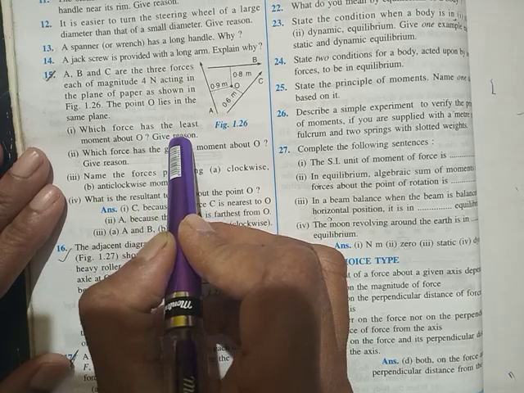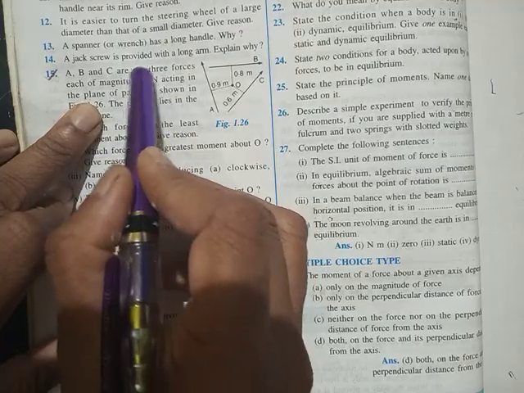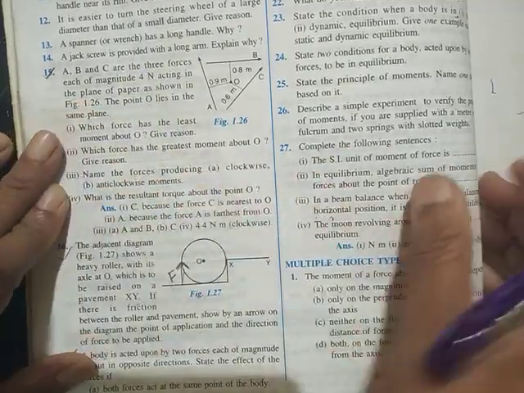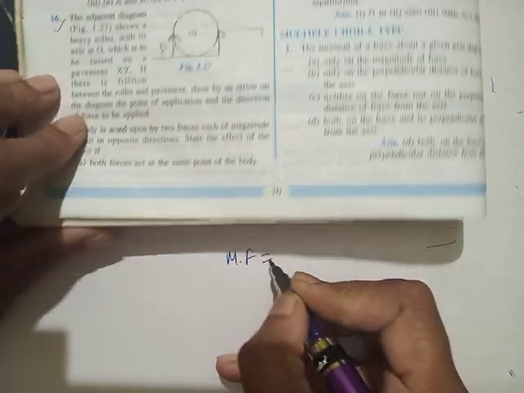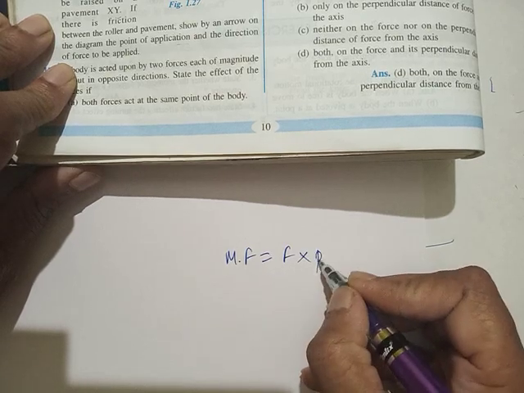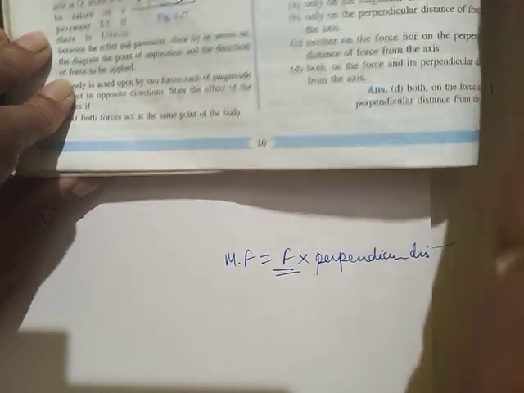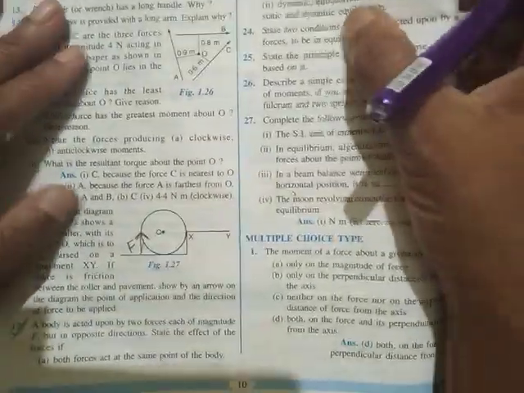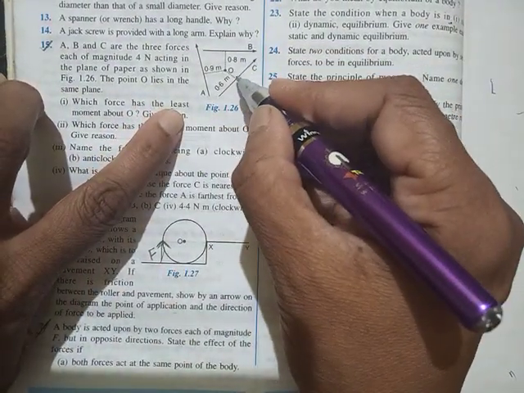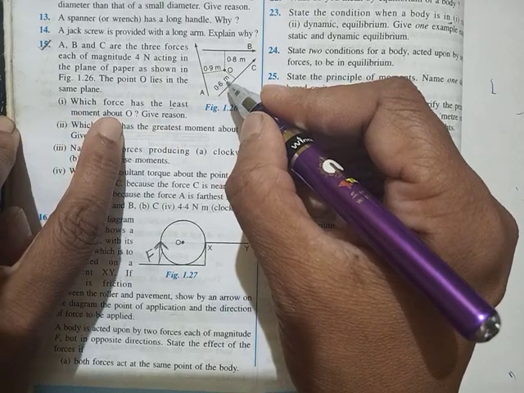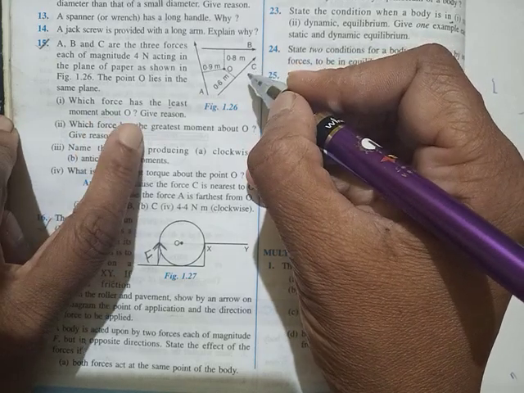Give reason. Now, whichever is at a closer distance. All of them are of the same magnitude, force is the same. So we know that moment of force will be force into perpendicular distance. Force is the same in all the three cases, so it's the perpendicular distance that's going to affect. Whichever is closer will have least moment about O. So, C. Force C will have least moment.